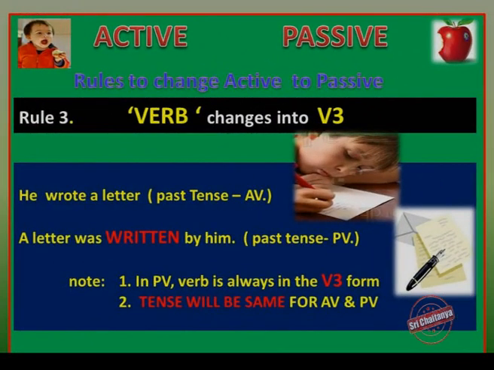Rule number 3. Verb changes into V3 form. He wrote a letter. A letter was written by him. Here the verb wrote changes to written, which is the third form of the verb. In passive voice, verb is always in the V3 form. Tense will be the same for active voice and passive voice.